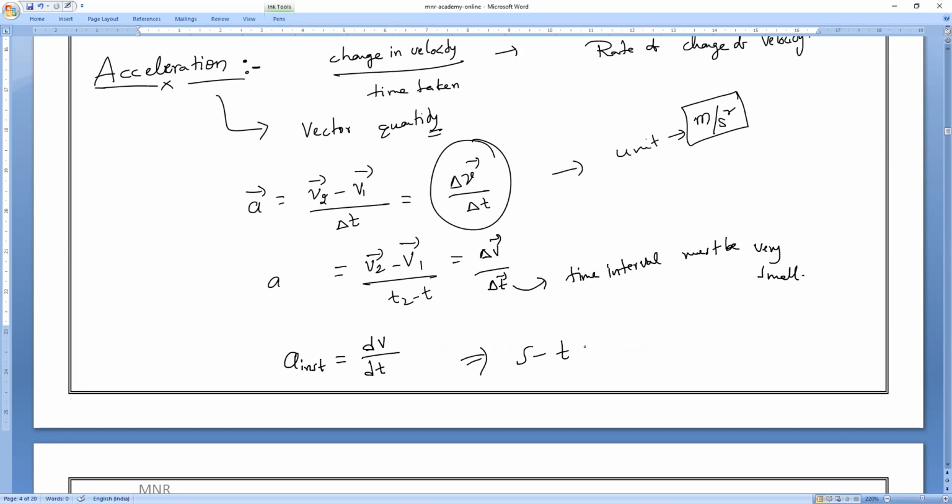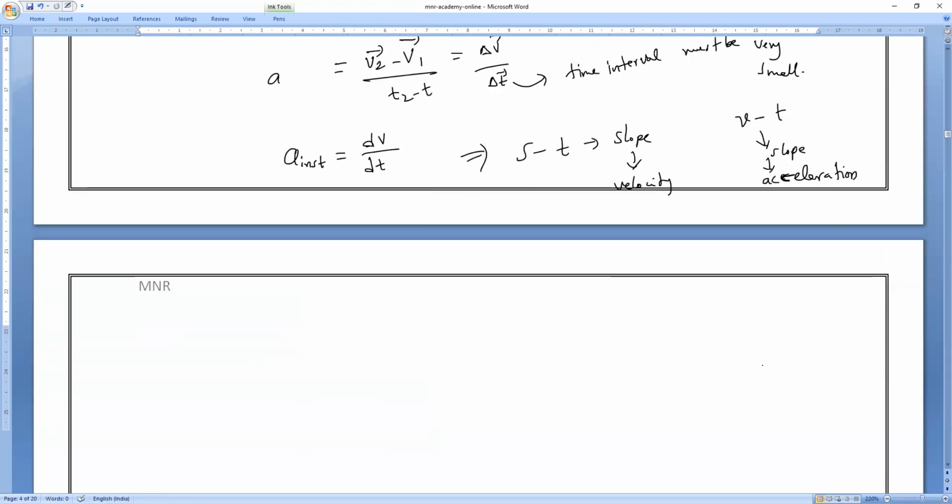So what will the slope of the s-t graph give you? Velocity. And the slope of the velocity-time graph will give you acceleration. Acceleration. Are you understanding, Ishali? Laksha, any doubt? No, sir.